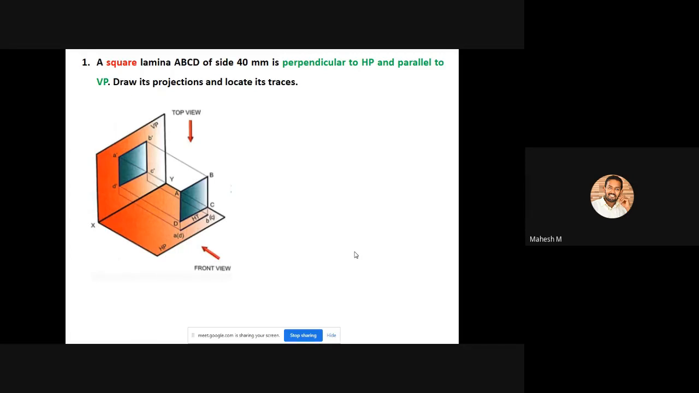So before that, do you have any doubts regarding the two problems, that means projection of planes, because you have completed the two problems in our last tutorial class? Do you have any doubts, or else do you want me to solve the problem? If you want, I can share my screen and draw it on the white screen to show you.